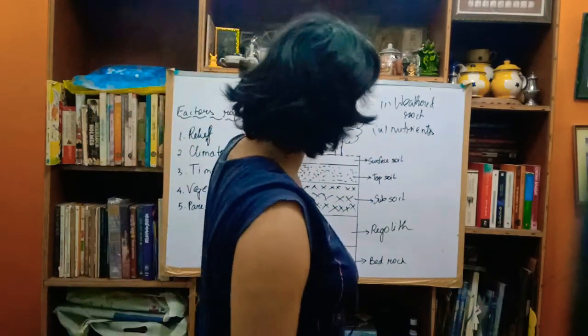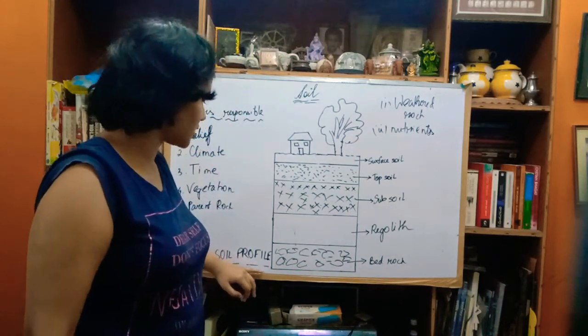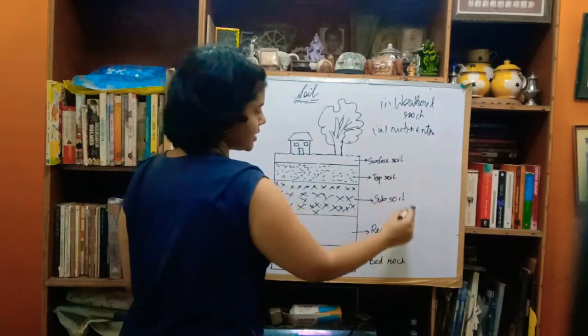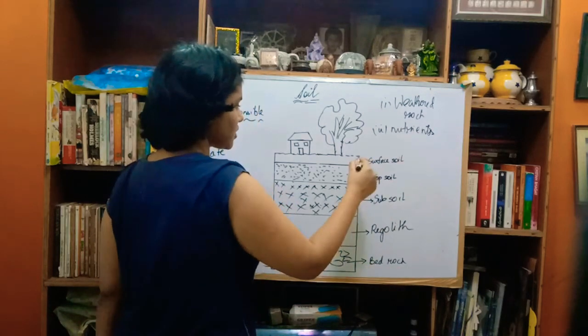So, let me tell you what this is. It's called the soil profile. Remember, it's called the soil profile. So, what is the soil profile? It's basically the different layers of soil. There are 5 layers.